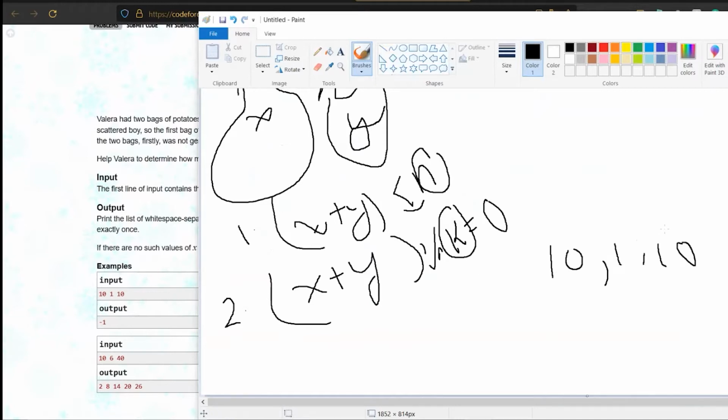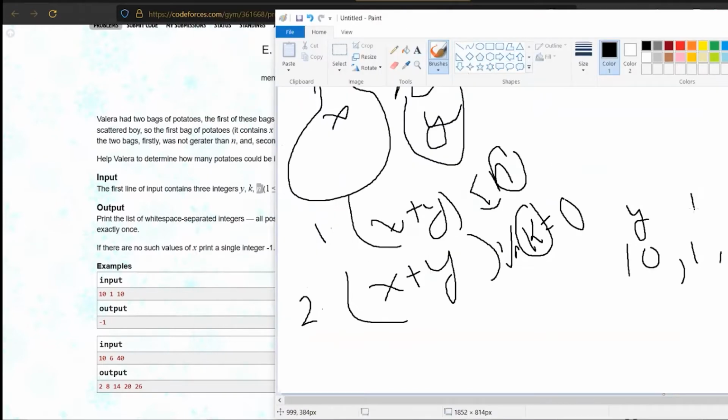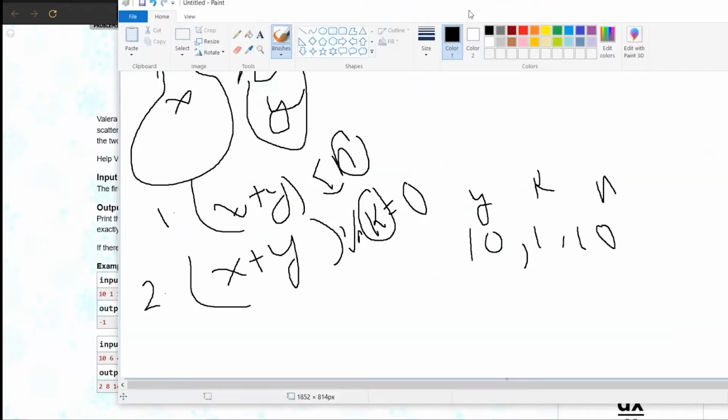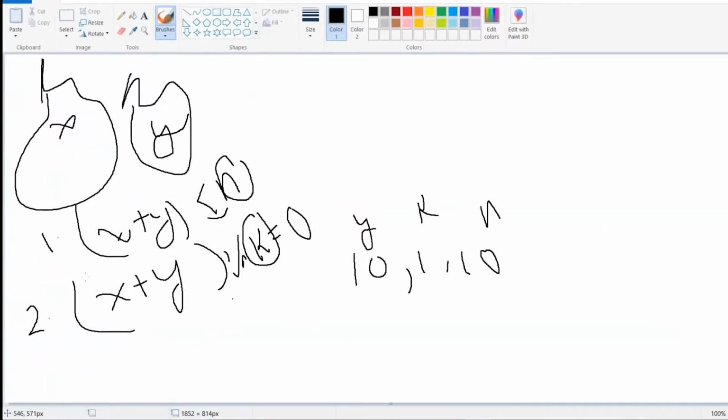Let's mark everything out. It's good practice to mark everything out. 10 is our Y, 1 is our K, and this is our N. Now let's put it in the equations and see. If there are no such values of X, then print -1 if the scenario is not possible. Mathematically, let's plug in and see what happens.